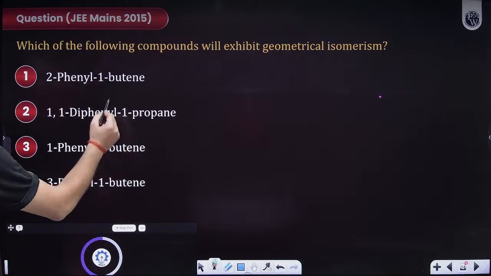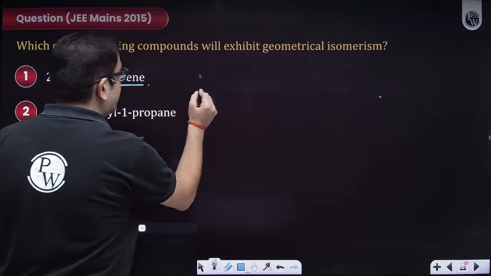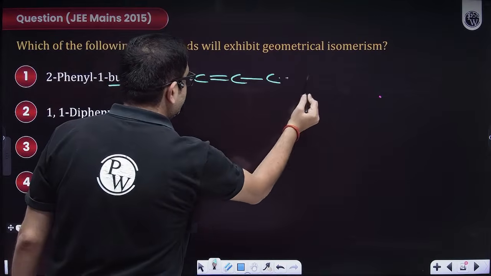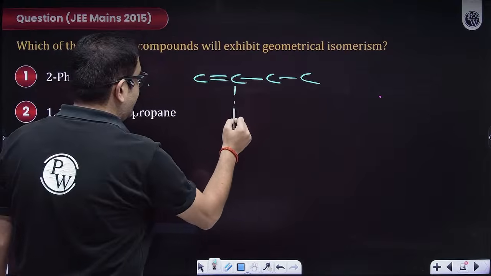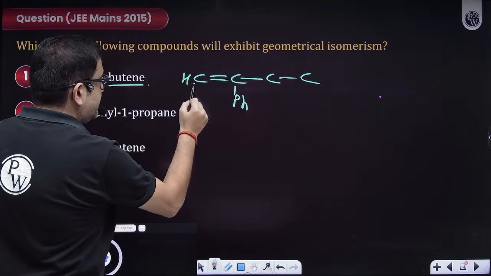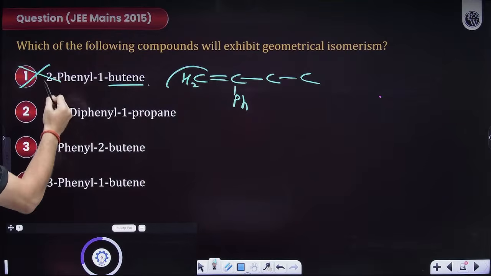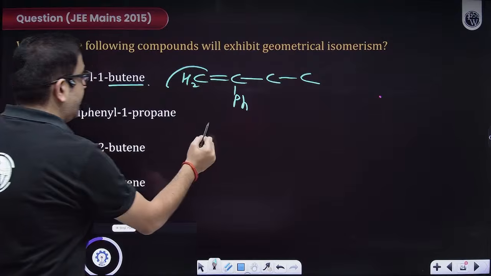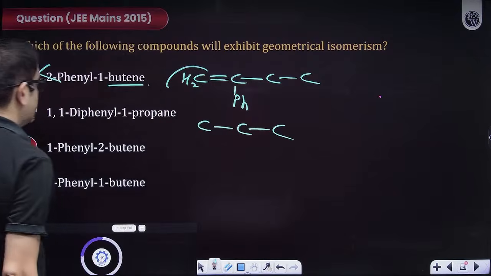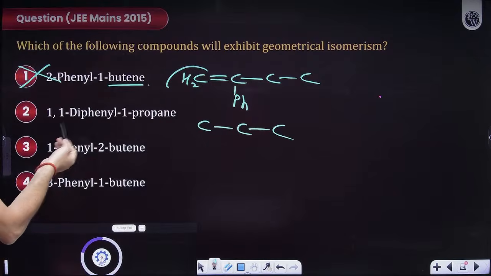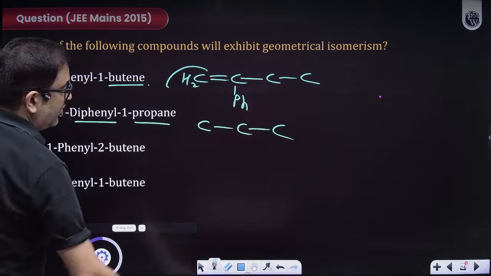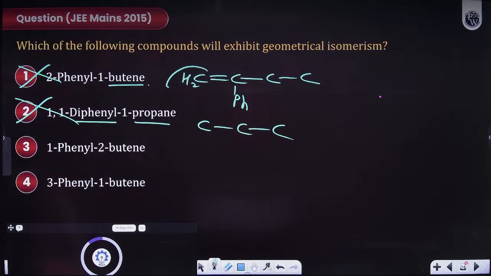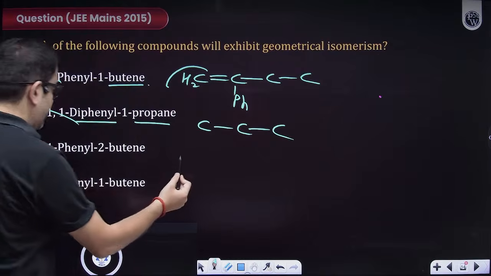Sir, which of the following compounds will exhibit geometrical isomerism? Okay, beta, let us draw it. So, sir, this is butene. Now, second carbon is having phenyl. But, sir, this is CH2, so same. So, no GI, sir. Sir, this is propene. It is having 1, 1. Arey, come on, sir. You do not have to draw it because phenyl is obviously planar. So, propene, no restricted rotation. So, go away.